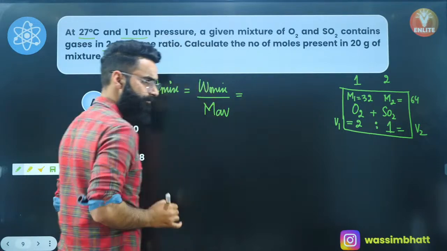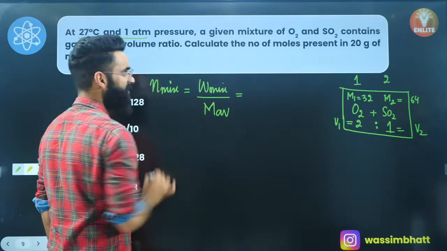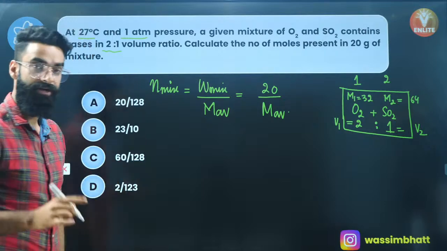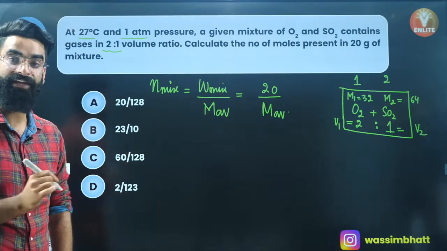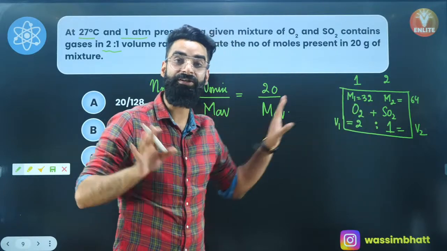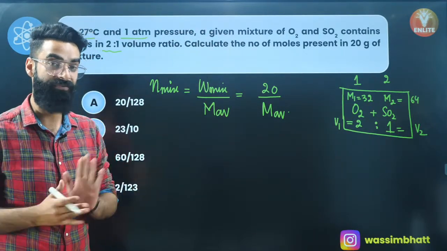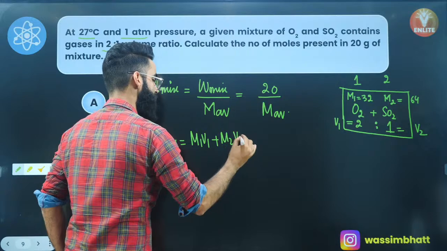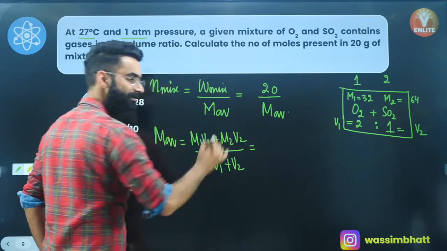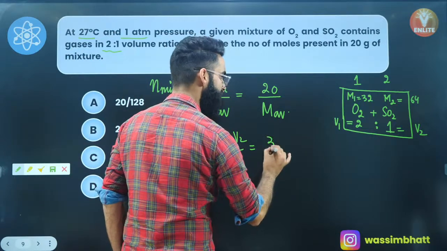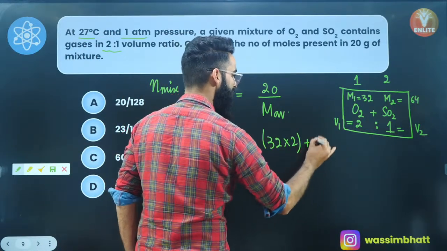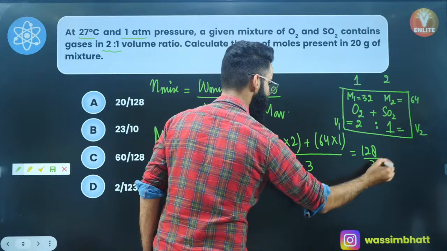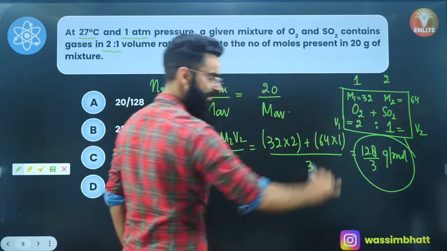So the mass of the gaseous mixture is given to us as 20 grams, divided by the average molar mass of the gaseous mixture, which I need to calculate. Which formula do I need to use? Since pressure and temperature of this mixture is constant, I'll use only one formula. MAV is equal to M1V1 plus M2V2 divided by V1 plus V2. As simple as that, right? The value of M1 is 32, V1 is 2, plus M2 is 64, V2 is 1, divided by V1 plus V2 which is 3. The value comes out to be 128 divided by 3 grams per mole. This is the average molar mass of the gaseous mixture which we calculated, right?